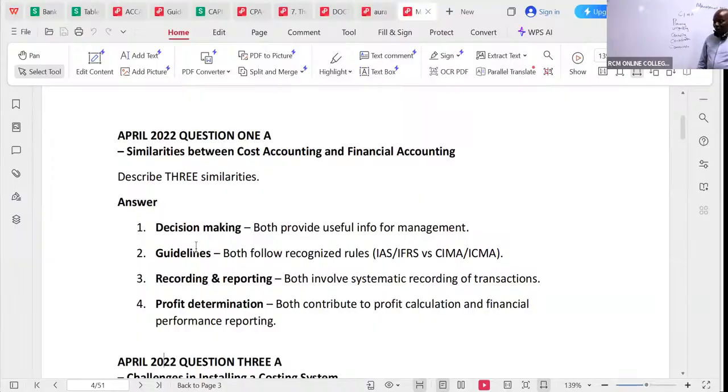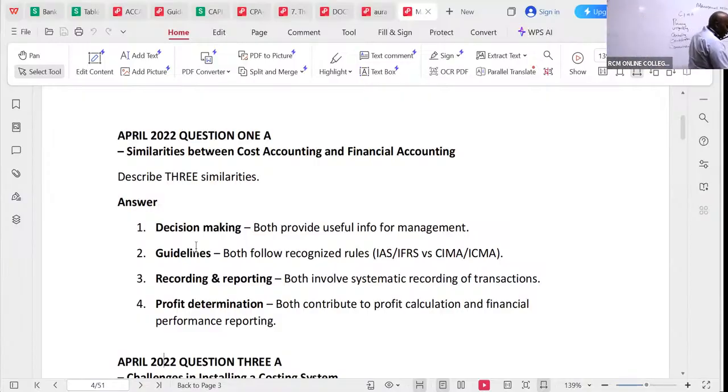Even costing, because in financial accounting we still have to do what we call cost of sales. We have cost of sales in financial accounting, isn't it? Of course, we don't get into granularity and detail, but we are still able to do costing there.